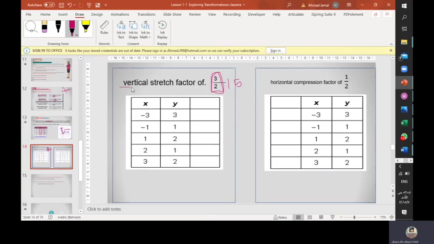So vertical stretch means multiply in y. Why? Because here it is vertical. So I will take 3/2 multiplied by all the y numbers. I will solve the first and second one. I will multiply 3/2 in here. So 3 multiplied by 3/2 is 9/2. You can use the calculator, but it's very easy. 1 multiplied by 3/2 will be the same, 3/2.